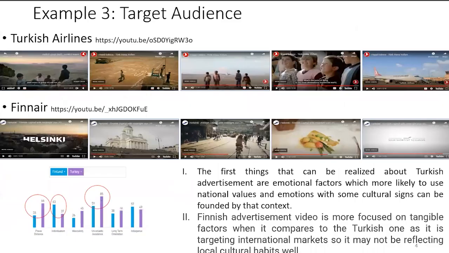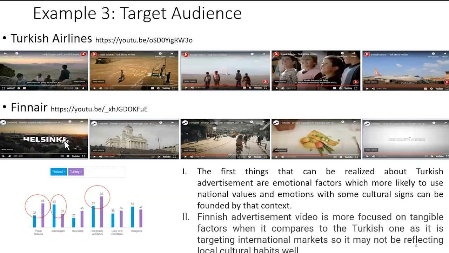Next one would be an ad about two different airlines. One is Turkish Airlines, and the other one is Finnair. The Turkish Airlines ad has a story about a remote part of Turkey where the children are waiting for the airline to come, and when it finally comes, they are so happy. The message here is why have large international routes when it is more important to connect people.